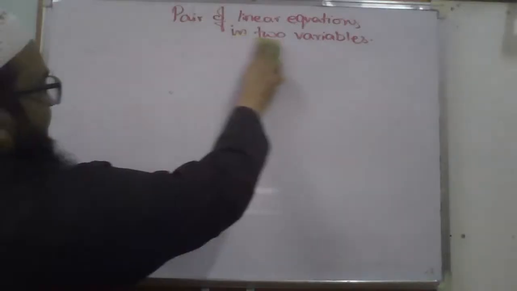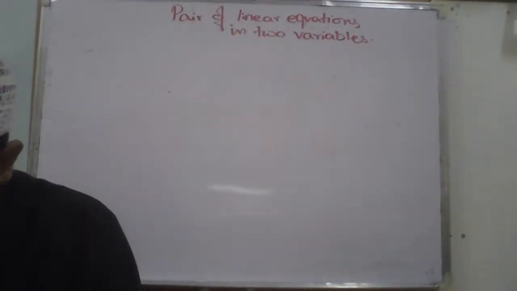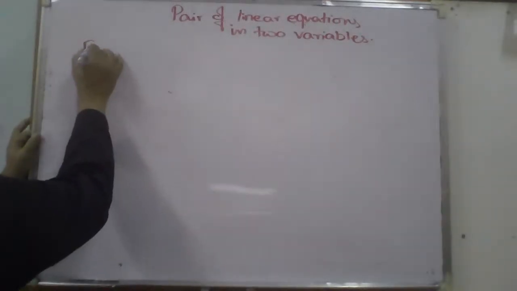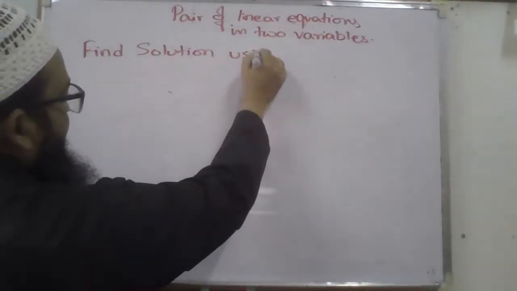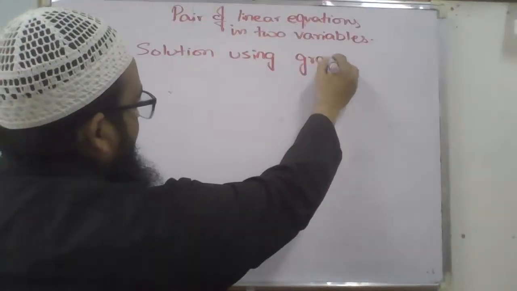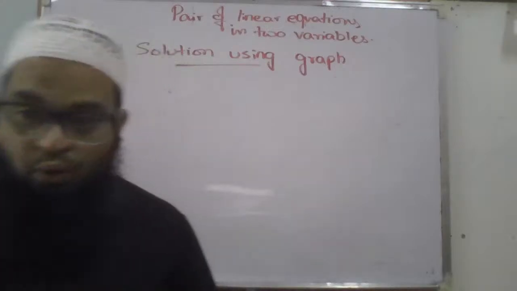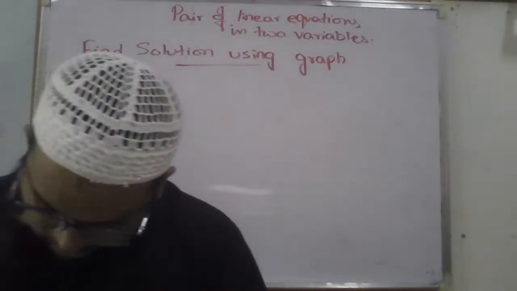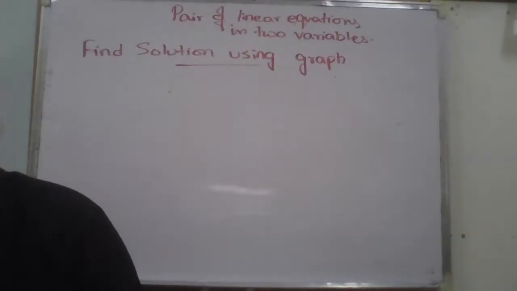Now the second concept in the pair of linear equations is the graphical method, to find the solution using graphs. Very, very important. Last year it has been asked in boards, so this is very important. For example, let me take one example.